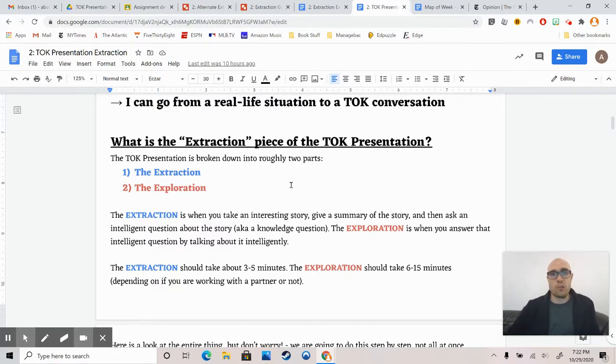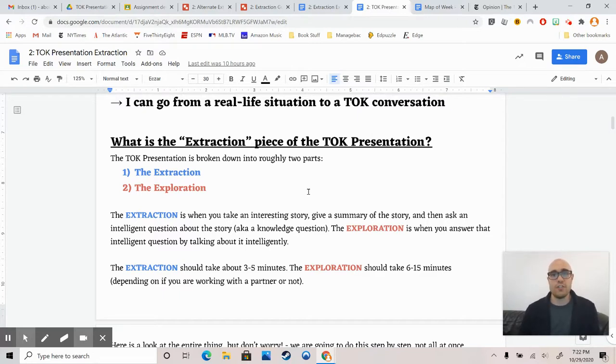So let's start here. What is the extraction piece of the TOK presentation? There are two parts, like we talked about last time, the extraction and the exploration. The extraction is kind of when you take that interesting real life story, concrete story, give a summary of that, and then you kind of ask an intelligent question about the story, also known as a knowledge question. And then the exploration is when you actually answer that intelligent question intelligently.